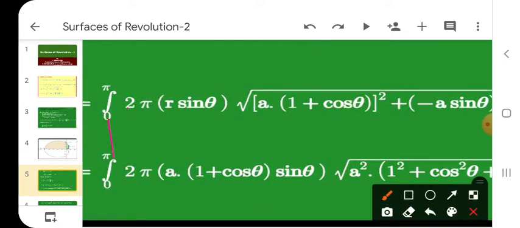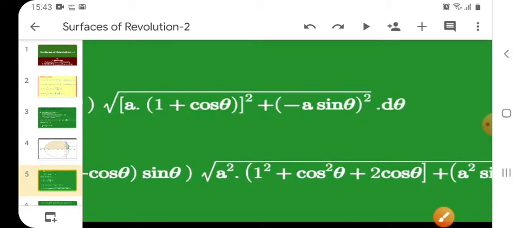Same. Integral 0 to pi, 2 pi. What is r here? r is a into 1 plus cos theta, this is r given by the equation, into sin theta. Same.